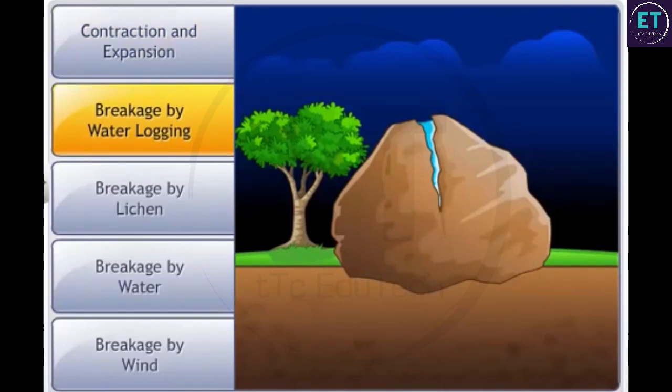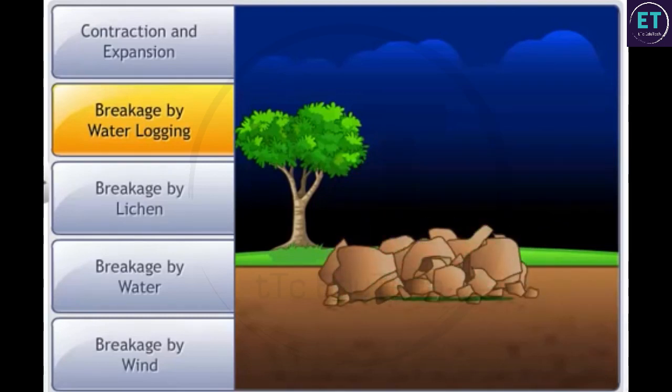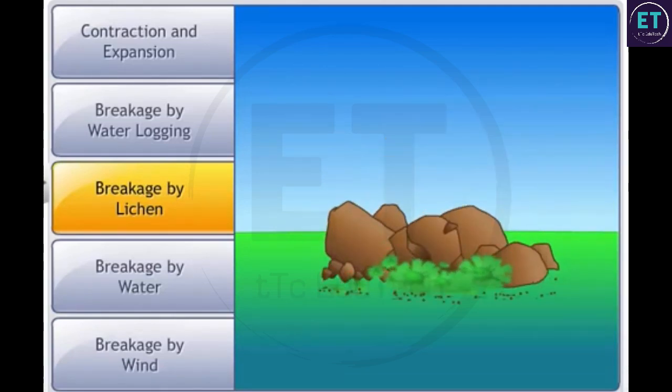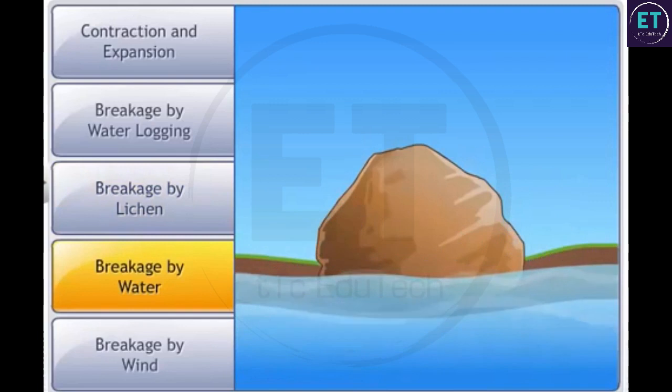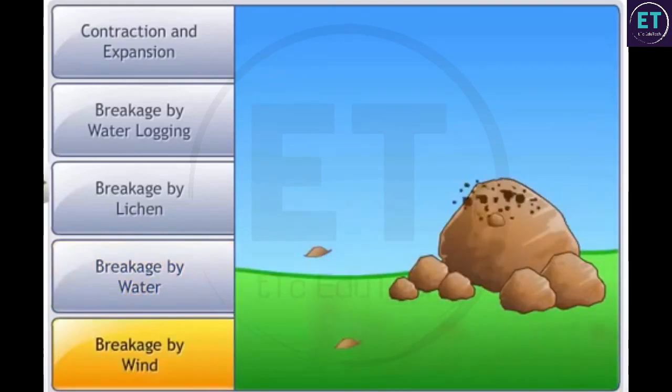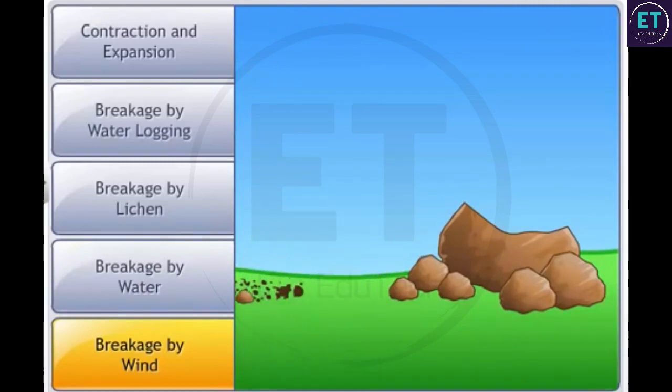Water logged in the cracks of rocks freezes, and the cracks widen to eventually break into soil. Living organisms like lichens grow on the surface of rocks and release chemicals that powder rocks to soil. The flowing water in rivers breaks the hard rock and forms soil particles. Strong winds erode rocks and carry sand from one place to another.